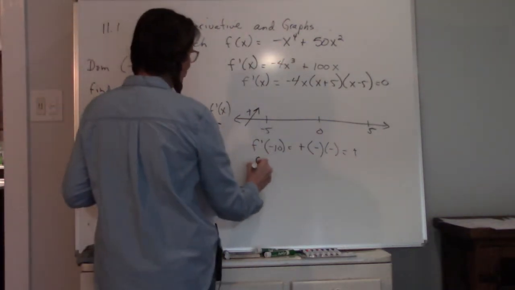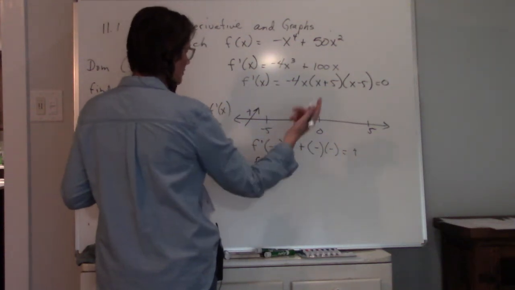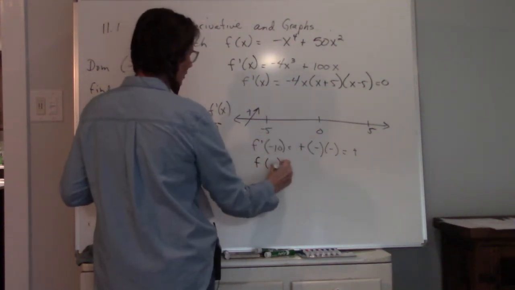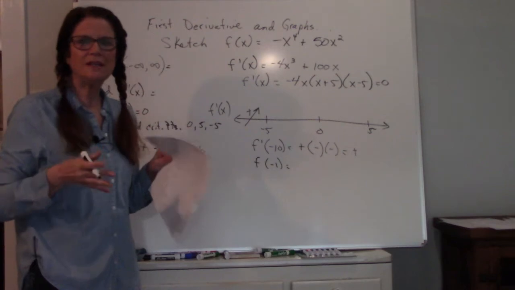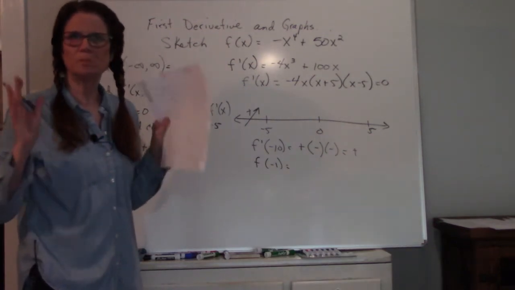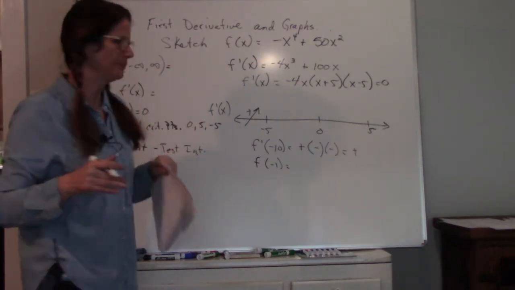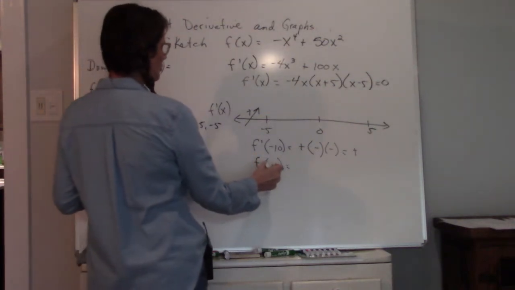All right, next interval. Between negative 5 and 0, I'm going to choose negative 1. And again, you can choose any value you want. It doesn't matter. Just pick a value within that interval. Okay, so negative 1.